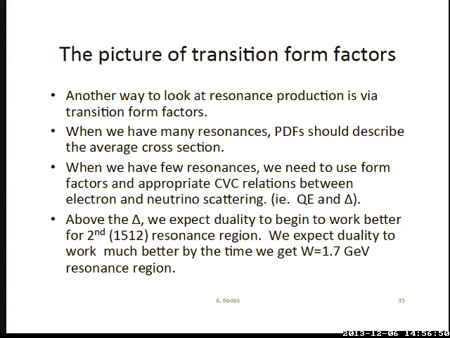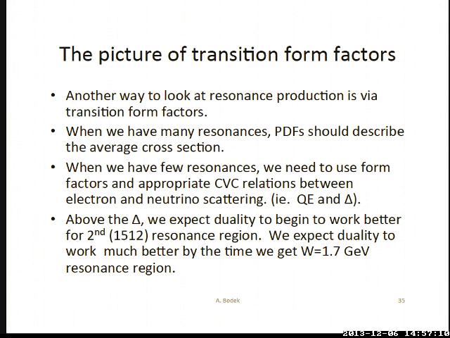Okay, so another way to look at resonance production is via the transition form factor. When we have many resonances, the PDF should describe the average cross-section. A lot of isospin states cancel out. When you have few resonances, you better be nice to them and treat them individually as individual resonances.